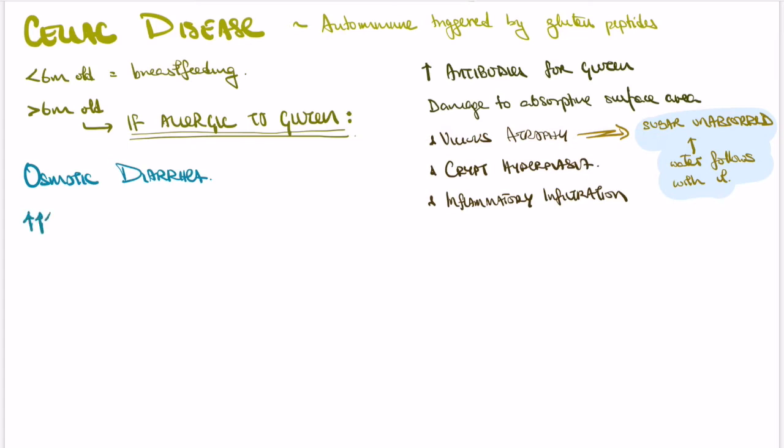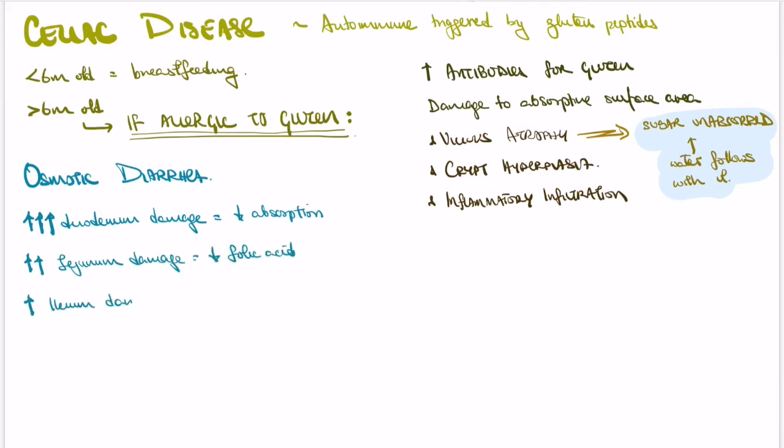The damage in multiple areas of the small intestine causes a variety of symptoms. The duodenal damage, which is the most damage, decreases the overall absorption. The jejunal damage leads to reduced folic acid, and the ileal damage reduces B12 absorption. Some patients can have decreased iron, manifesting as delayed motor reflexes in their child.